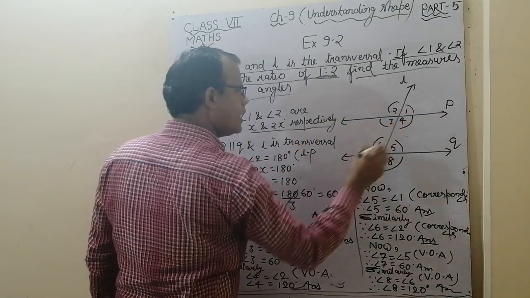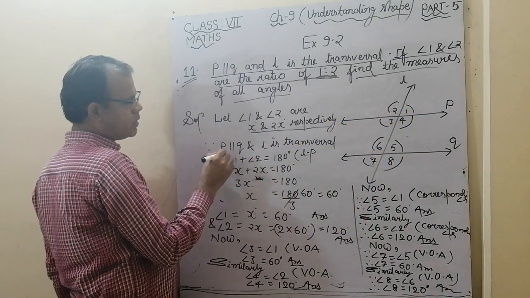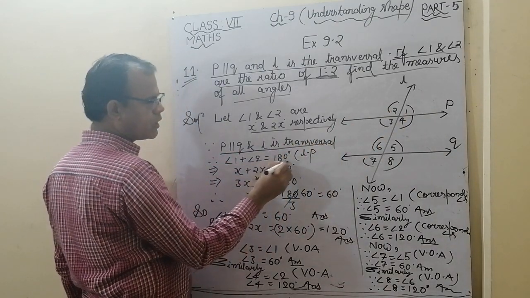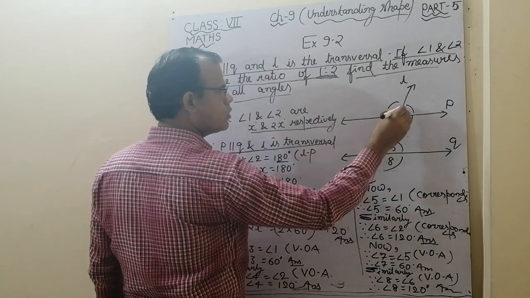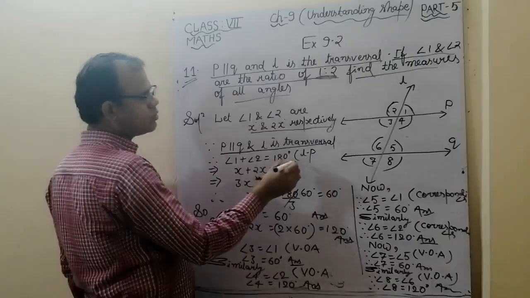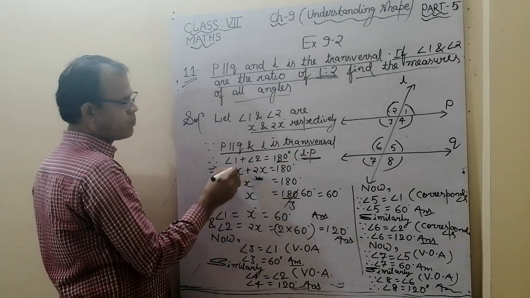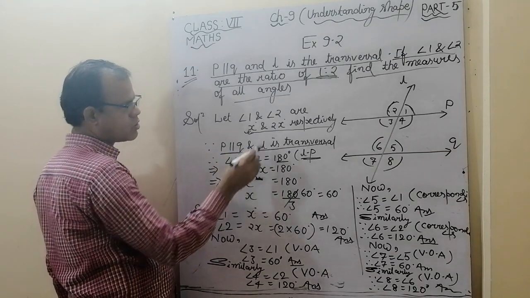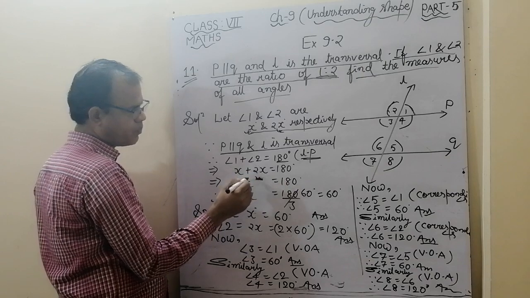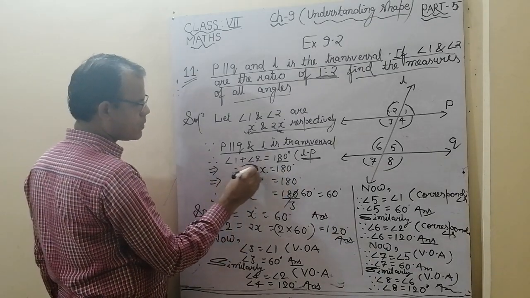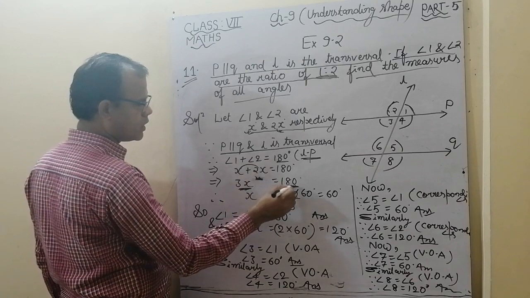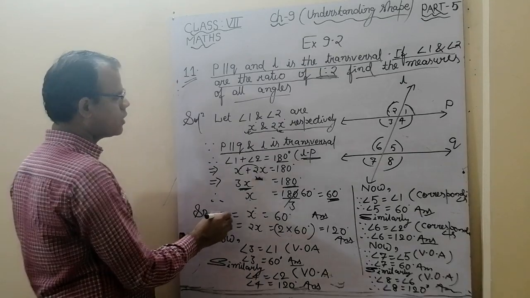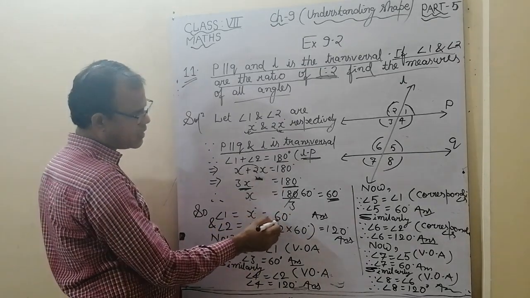Now lines P and Q are parallel, and L is the transversal. So angle 1 plus angle 2 equals 180 degrees. Look here, this is a straight line, two angles form a linear pair. Putting in the values, angle 1 is x degrees, so x plus 2x, that is angle 2, equals 180 degrees. x plus 2x is 3x equals 180 degrees, x equals 180 by 3, that is 60 degrees. So angle 1 equals x, and the value of x is 60 degrees.